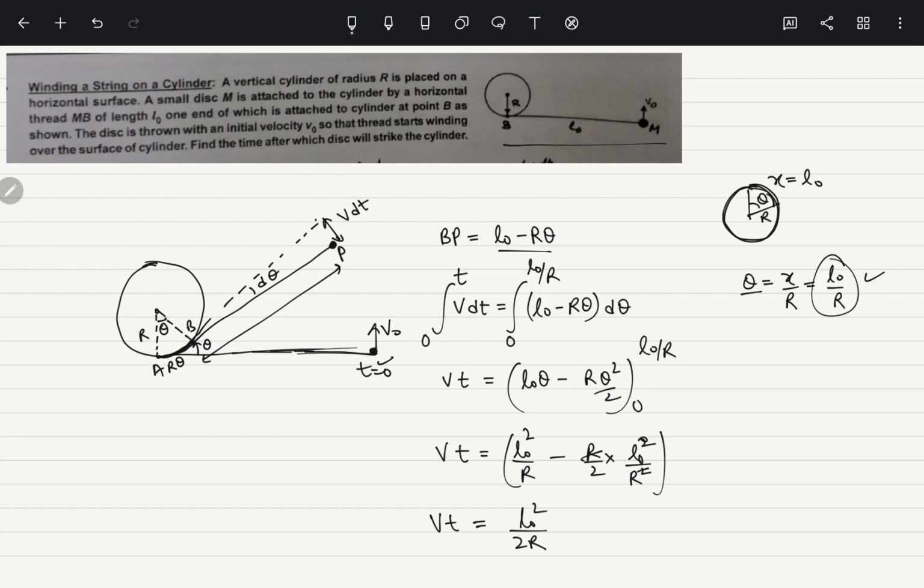So the time which we'll get from here will be L naught square by 2rv. v is basically v naught, because in the question the disc is thrown with the initial velocity v naught so that the thread is winding over the surface. Here that v naught will remain constant, so we'll take v as v naught. So that is the answer: in this time, the disc will strike the cylinder. Okay, that's it.